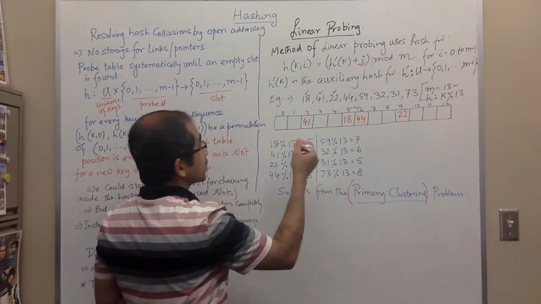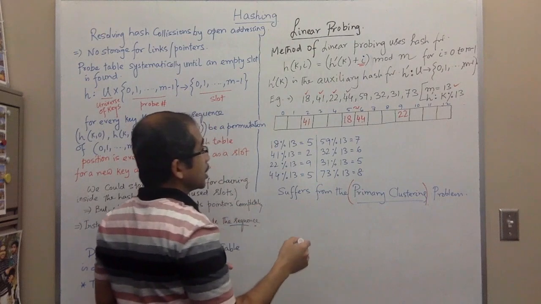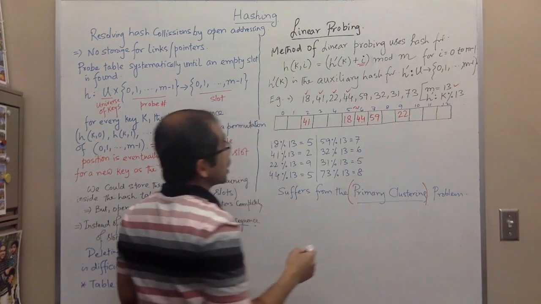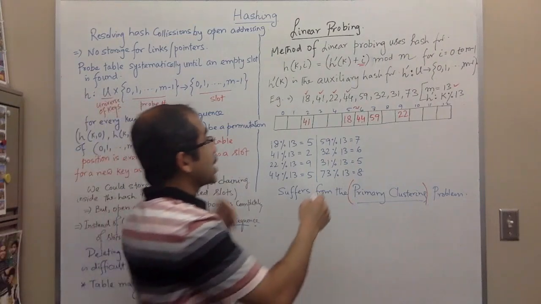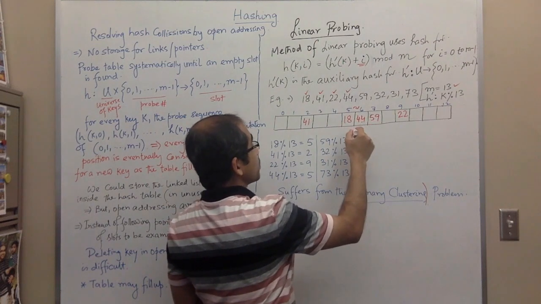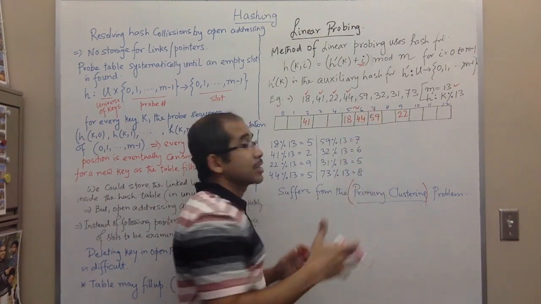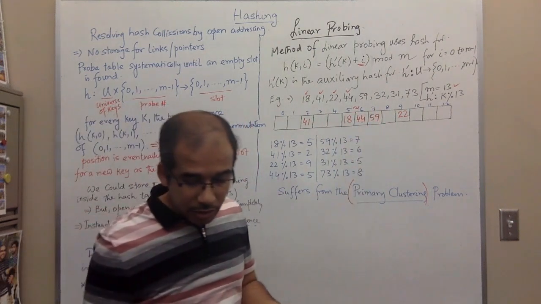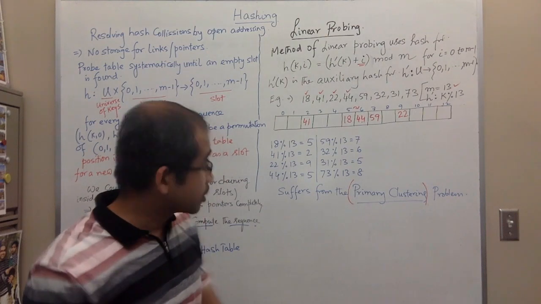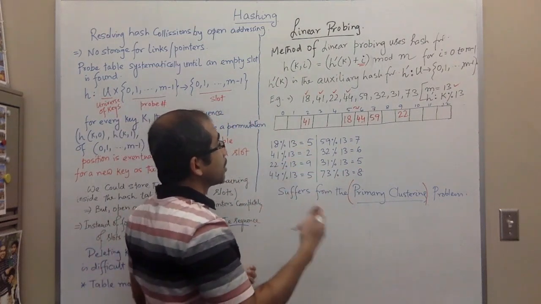But after 44, what comes in is 59. 59 remainder 13 should go to 7. 7 is empty, so 59 goes in here. Now you see within that cluster another element joins, which is not supposed to be hashed to 5. This is in its correct position, but in this growing cluster, this procedure is called unrelated key clustering. So this is an unrelated key, but it's also clustering.